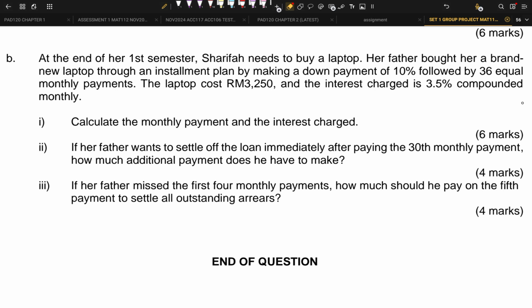Case study 2, question B. At the end of her first semester, Sharifah needs to buy a laptop. Her father bought a brand new laptop through an installment plan by making a down payment of 10% followed by 36 equal monthly payments. The laptop costs RM3,250 and the interest charge is 3.5% compounded monthly. Question 1: Calculate the monthly payment and the interest charge.